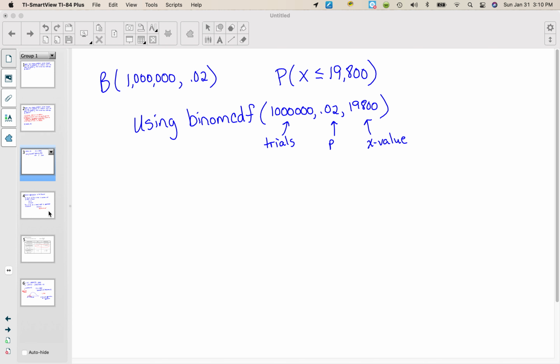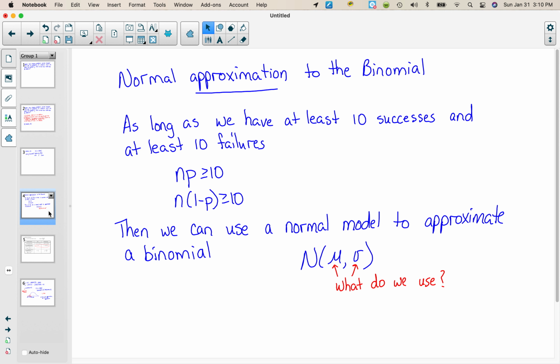So here's our workaround. We can actually use what's called a normal approximation to the binomial. Prior to graphing calculators that easily allowed you to calculate binomial model problems, we would have to do normal approximation frequently, all the time, to do the binomial calculations. The only thing that has to be true is that we have at least 10 successes and at least 10 failures. So that means we have to check that n times p is greater than or equal to 10 and n times 1 minus p is greater than or equal to 10.